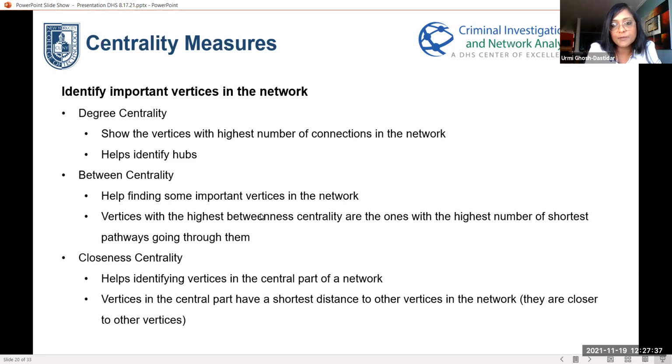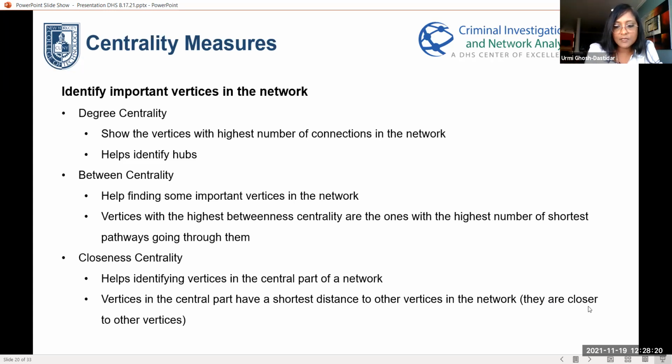Betweenness centrality helps find important vertices in the network. It is more like a strategist player in the drug trafficking network. Vertices with the highest betweenness centrality are the ones with the highest number of shortest pathways going through them, which means it is an important node because it has important connections. What it measures is not the number of connections, but the quality of connection. Then you have closeness centrality. It helps identify vertices in the central part of a network, and vertices in the central part have the shortest distance to other vertices. They're closer to other vertices.